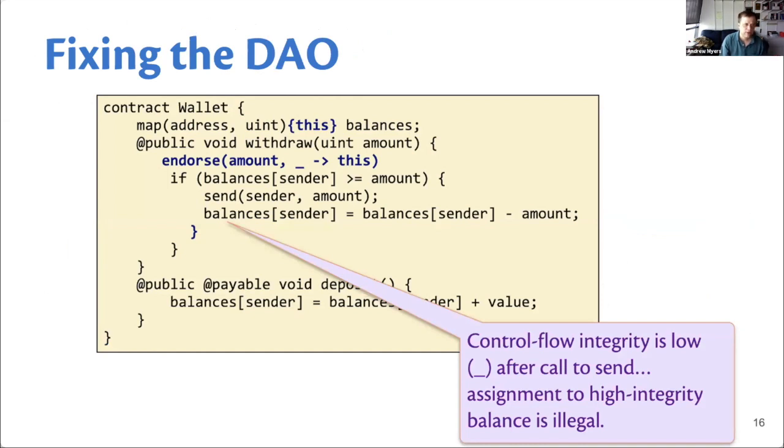So now I'll just show you what the code actually looks like. I showed you this code earlier and I said it almost type checks, but in fact, what happens is that the compiler says, no, I'm sorry, I can't allow this because the control flow integrity is going to be low after this call to send. And so the assignment to a high integrity variable balances is going to be prevented. Compiler doesn't allow you to do this.